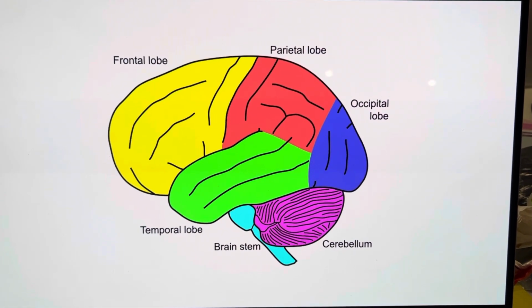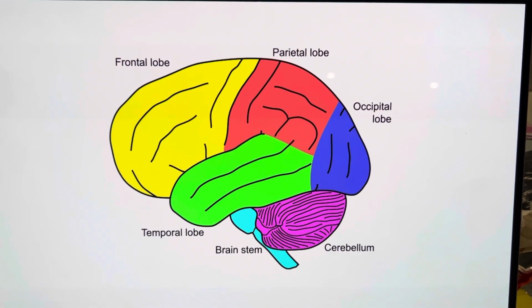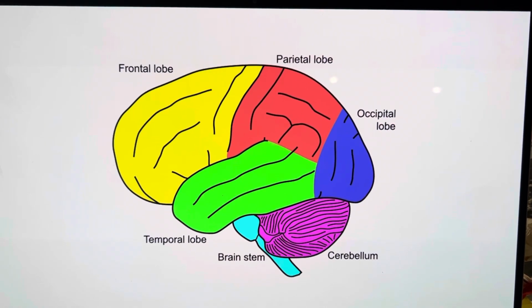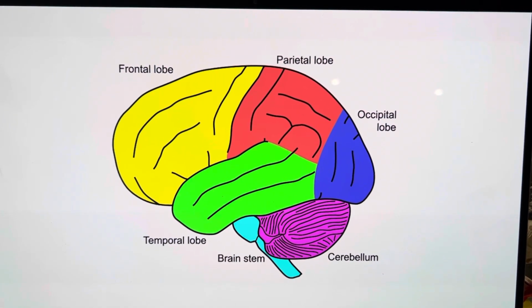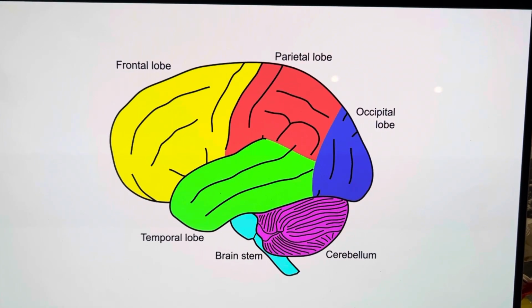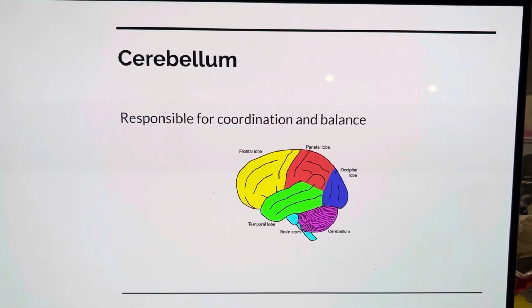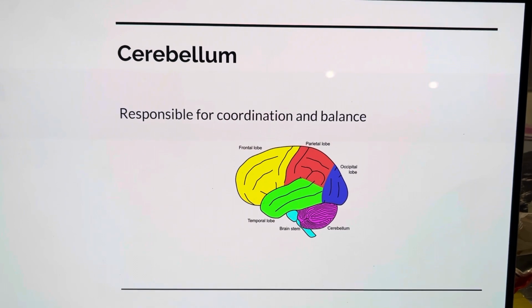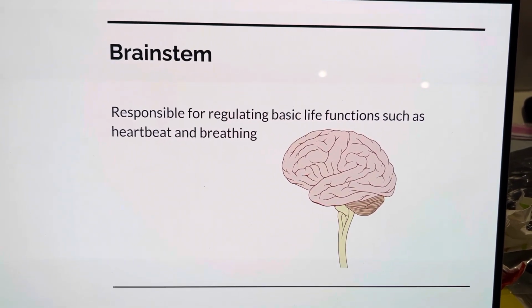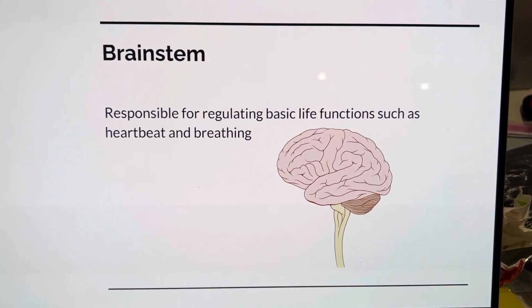Next is the anatomy of the brain. We will go into depth on some parts of it, but here we see the frontal lobe, the parietal lobe, the occipital lobe, the temporal lobe, the brainstem, and the cerebellum. The cerebellum is responsible for coordination and balance. And the brainstem is responsible for regulating basic life functions such as heartbeat and breathing.